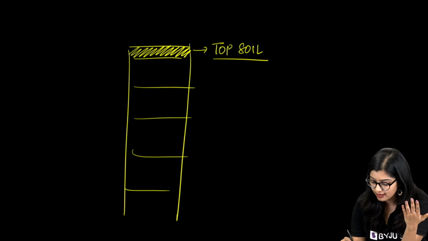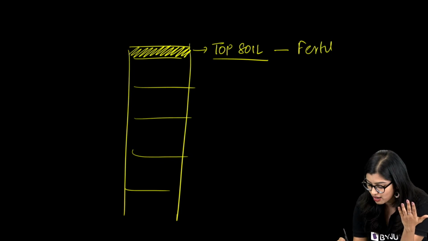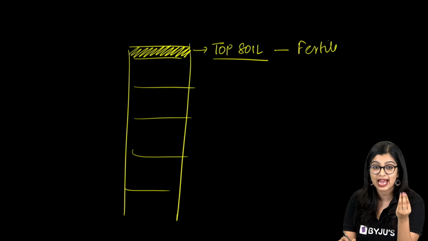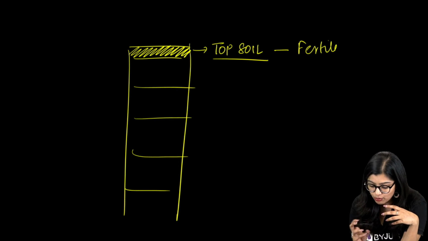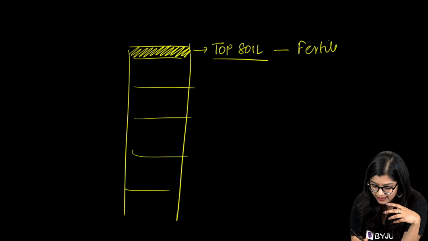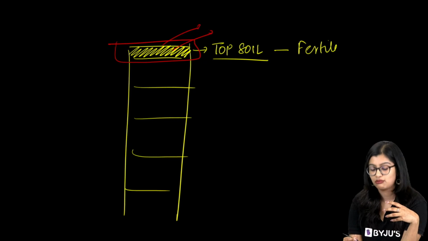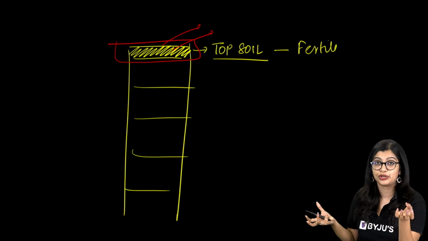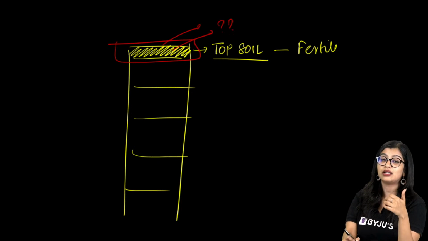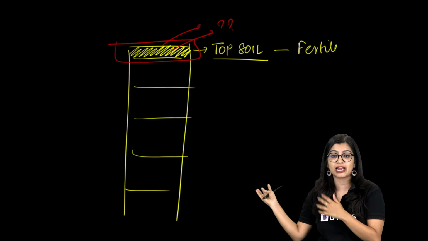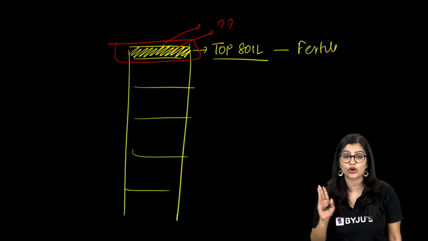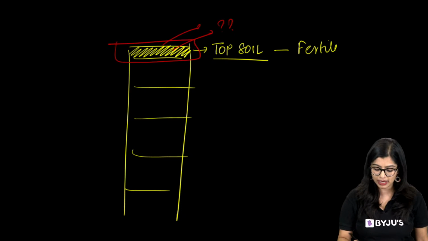Exactly. Your topsoil here is a very fertile layer. It has humus. It has a lot of organic content. It has a lot of nutrients in it. So imagine if I remove my topsoil altogether, will that land be good? Will I be able to use this land for cultivation? Will I be able to grow crops if I get rid of my topsoil altogether? Yes or no? No, right? I will not be able to.